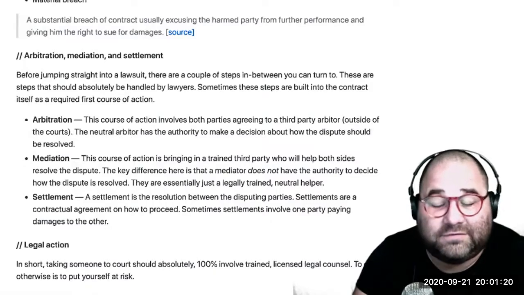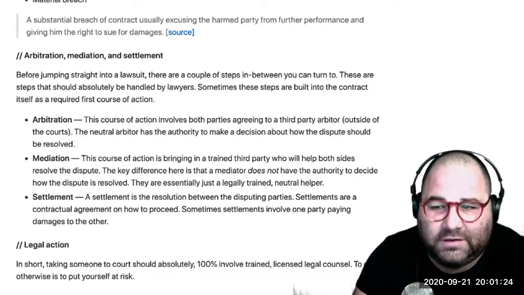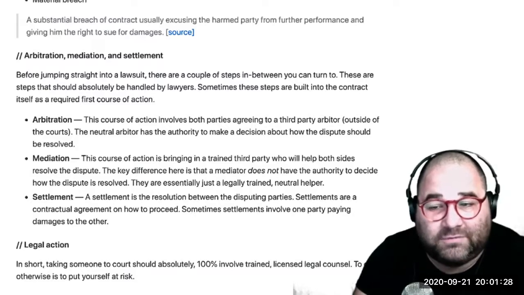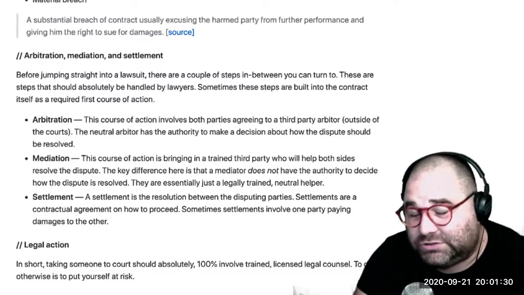And then finally, a settlement. A settlement is the resolution between disputing parties. Settlements are a contractual agreement on how to proceed. Sometimes settlements involve one party paying damages to the other.